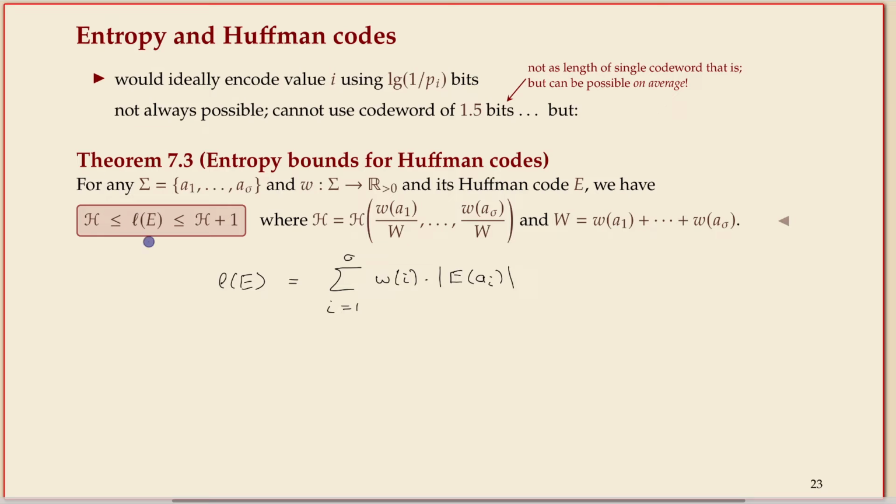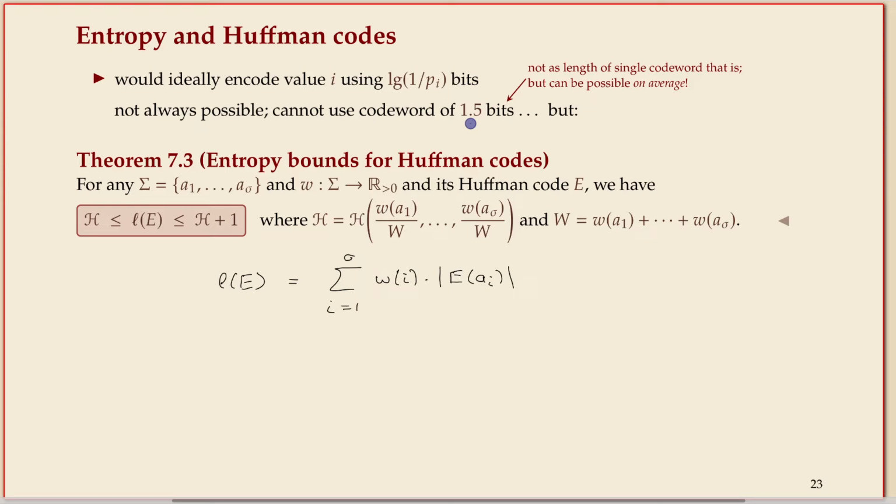The code uses at least as many bits on average as H. H is a lower bound. You can't possibly beat that. And H plus 1 is an upper bound. That comes essentially from the rounding. If the entropy tells you, please use 1.1 bits, you can't really do that. You have to round it up. And if you do that rounding up all the time, you essentially lose this plus 1. We'll see that in the proof.